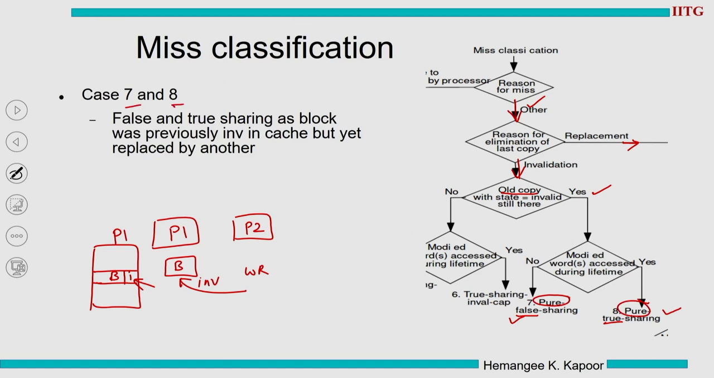So, case 7 and 8. It is either false or true depending on the words accessed. And it was previously invalidated in this cache, but yet to be replaced, right? So we did not remove B from this, hence we will use pure. Why are we using pure? Because we did not remove the block. We still have space for B, and B is still sitting there. So it's not a capacity miss. And then either it is a false or a true sharing miss. So that's case 7 and 8.